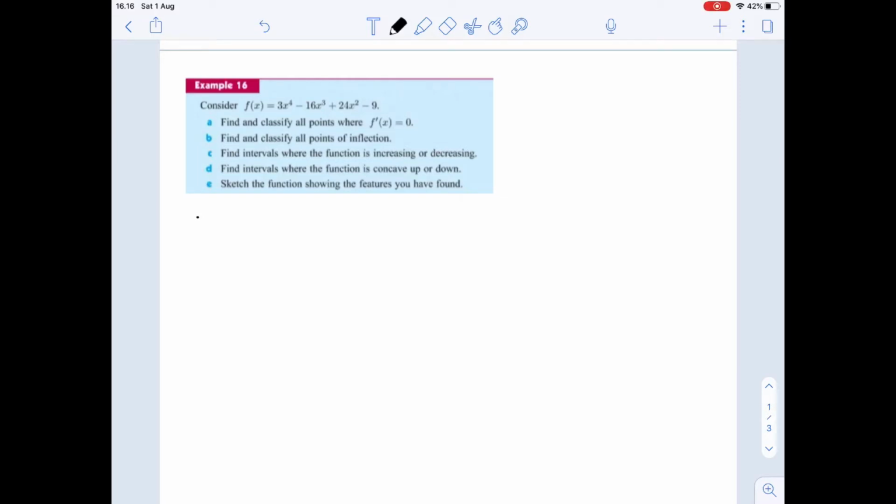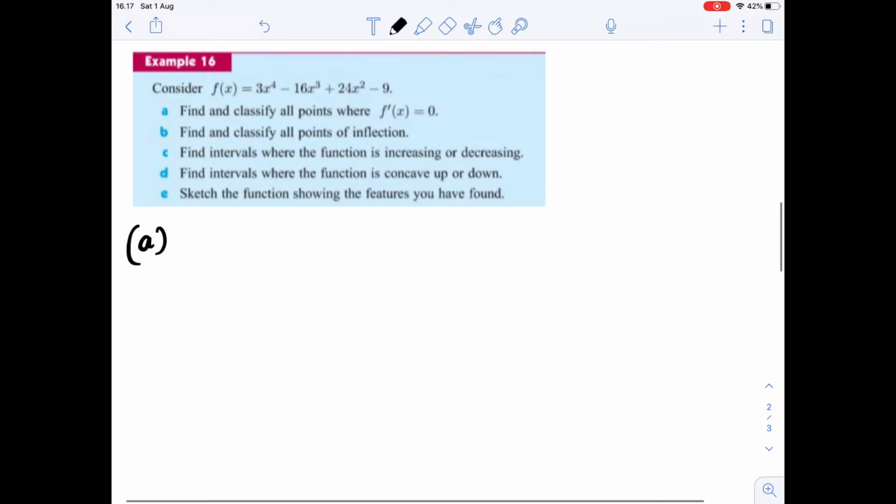We are going to put all that we've learned together and answer a problem here. Let's look at example number 16, and we'll look at A first. It says, consider f of x equals 3x to the fourth minus 16x to the third plus 24x to the second minus 9. Find and classify all points where f prime of x, or the first derivative, is equal to 0.